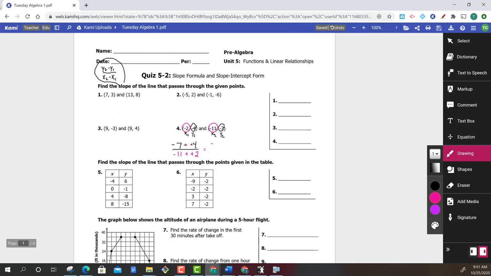-7 plus a +4 is -3. -11 plus a +2 is -9. This fraction does reduce because both of these numbers are divisible by -3. So if you divide both of these numbers by 3, you end up with 1/3, and it's a positive 1/3 because a negative divided by negative is a positive. So the slope for number 4 is 1/3.